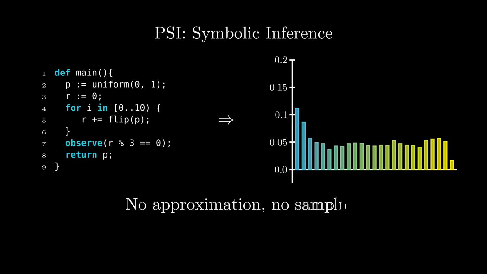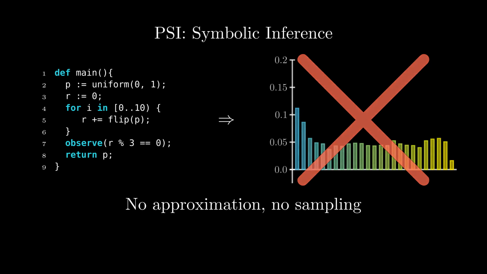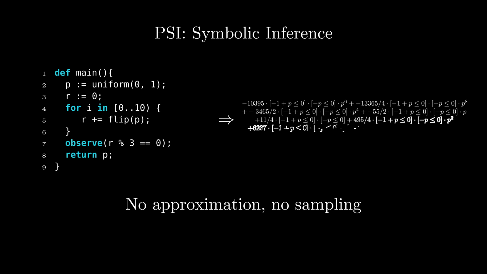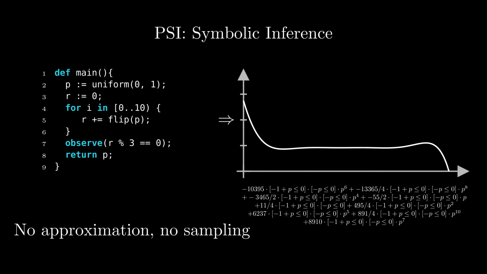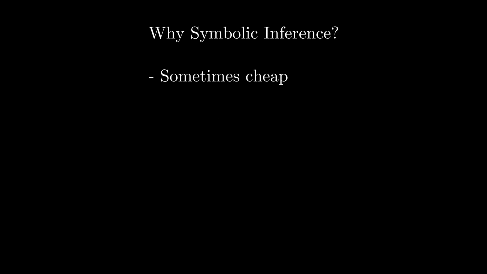However, here we are pursuing a different approach. Instead of sampling, PSI computes exact results using symbolic reasoning. So why do we care about symbolic inference? In some cases, symbolic inference is cheap, even cheaper than approximate inference approaches. When it works, you get what you asked for. When it does not work, you notice. It either does not terminate or the result is not suitably simplified.